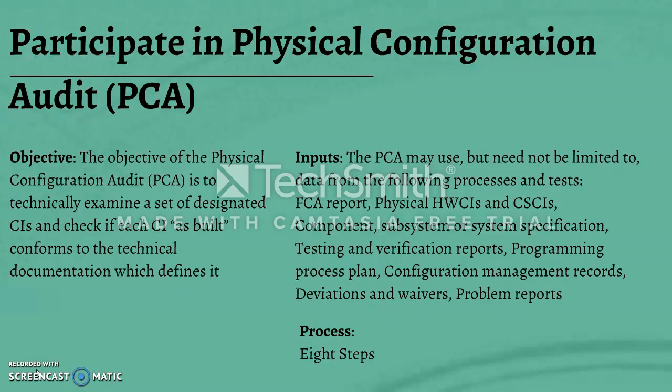Step 6. Review problem reports, deviations and waivers to ensure that there are no open issues with the design of the components or subsystems or system. Step 7. Generate a status report documenting the PCA process and findings of the results. And finally, Step 8. Resolve any open issues and irregular findings with the project.